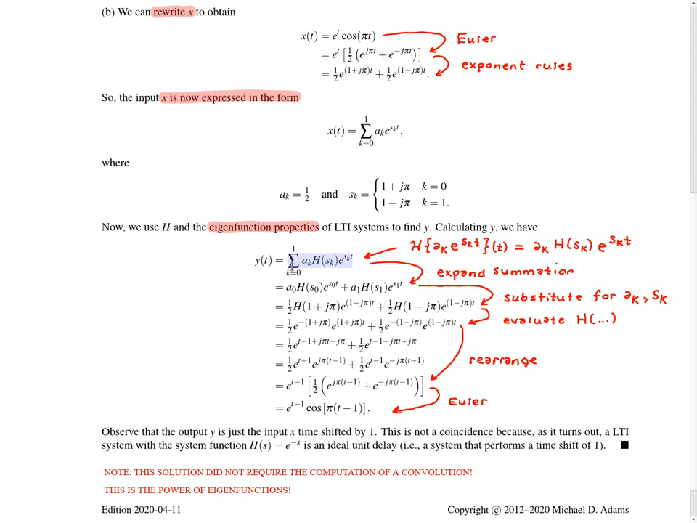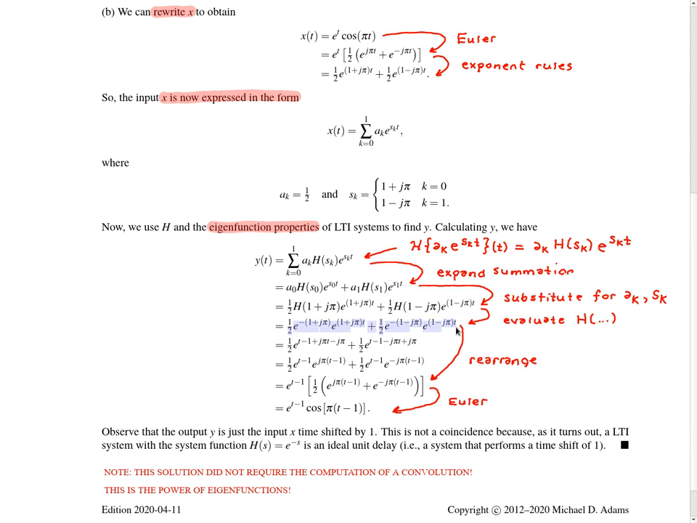So we can expand out this summation into the two terms that comprise it, so that gives us this next line. And then we can substitute the values for ak and sk up above into this line to get to our next line, this particular line here. And then we can evaluate the function h. There's two places where the function capital H appears, so we can evaluate this function and we can evaluate this function here to give us the next line.